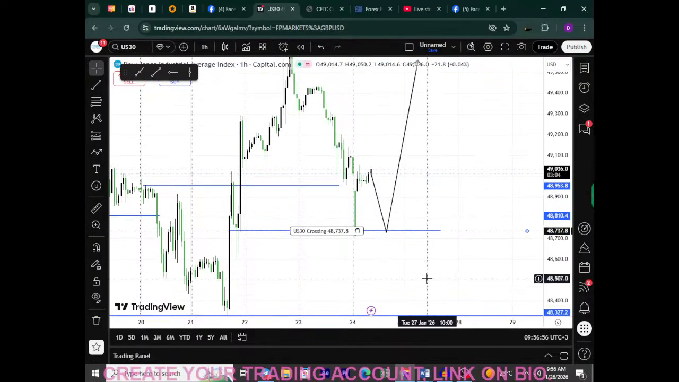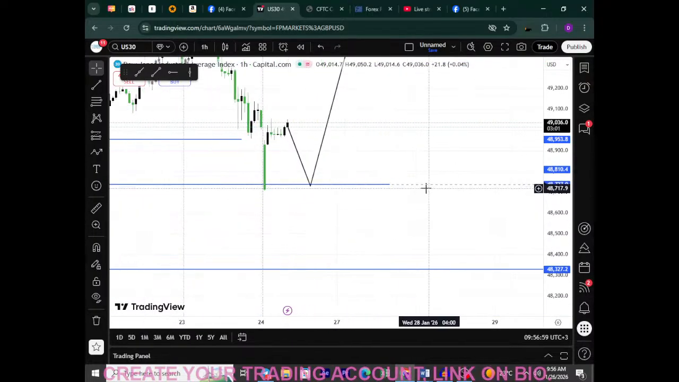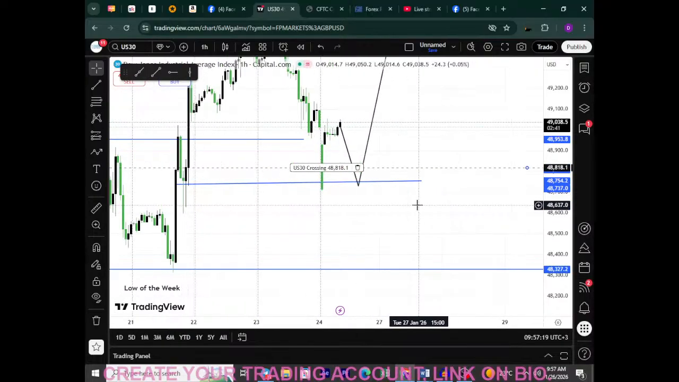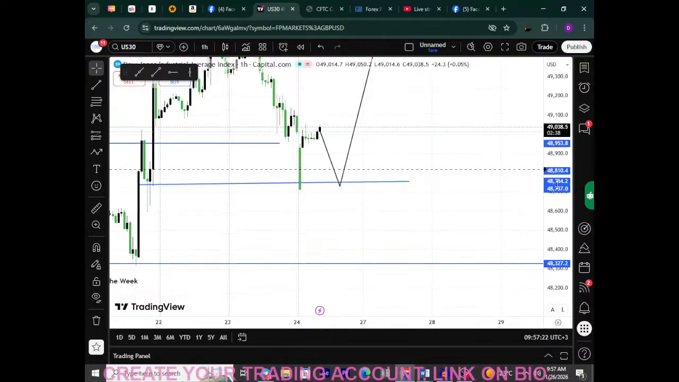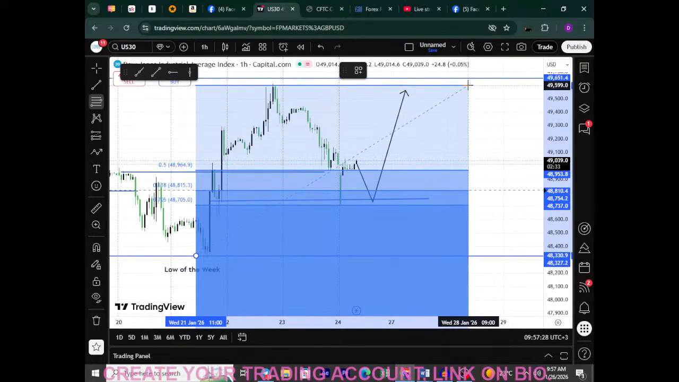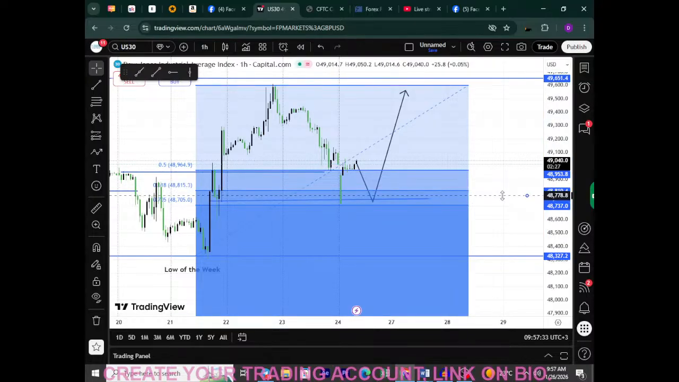You see, this dotted line shows my alert. So when price gets to 48,737, or I can even set it there. Yes, like that.